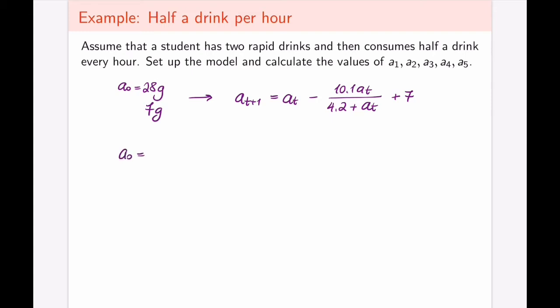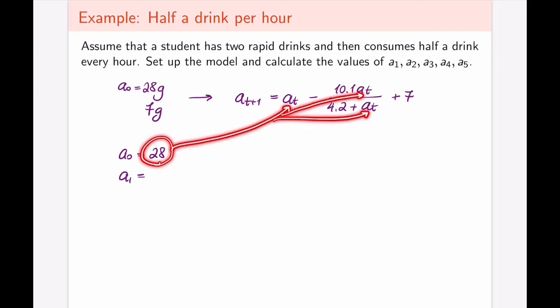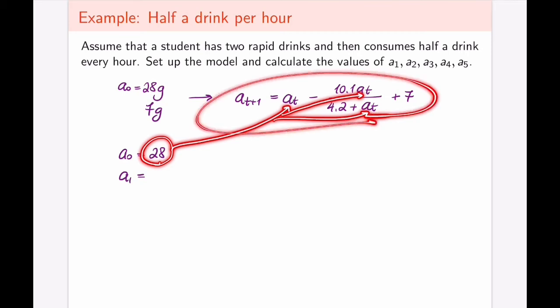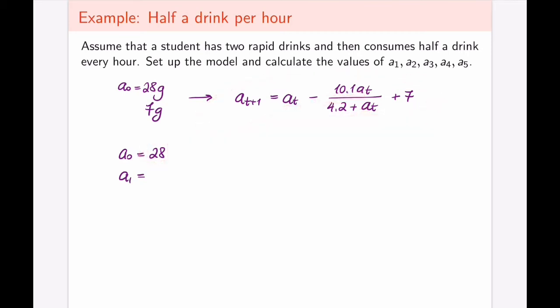I know that we're starting with 28 grams. What about A1? So how much alcohol is going to be in the system in 1 hour? I'm going to plug in 28 for A_t, or A naught, in all the spots here, and then calculate the total amount. My A1 will come out to be 26.2.